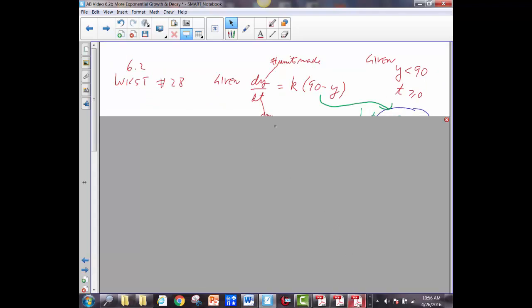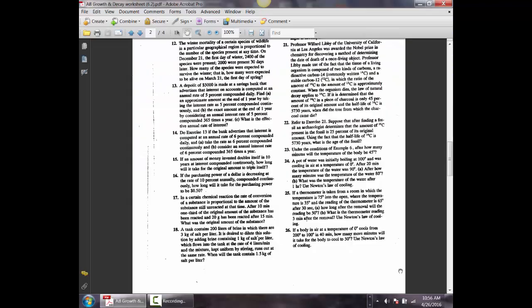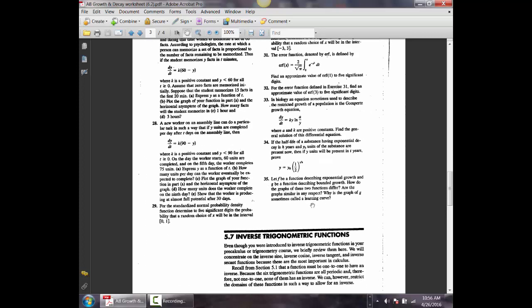Okay, number 28. A new worker on an assembly line could do a particular task in such a way that if y units are completed per day after t days on the assembly line, then this is your differential equation. Slightly different than what we had before. Before we had y minus the constant room temperature. This is a constant minus y. It tells you k is a positive constant. It tells you y is less than 90, which means this quantity will be positive.